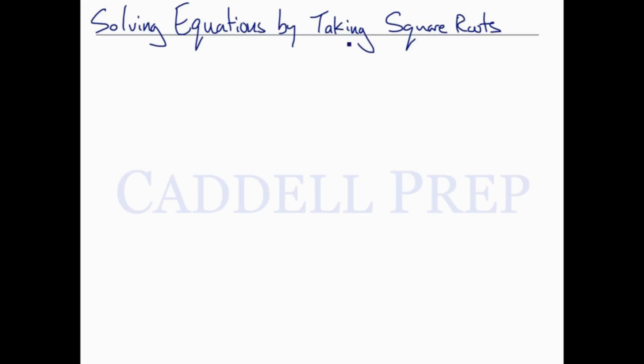Let's go over solving equations by taking square roots. If we have this equation, x squared equals 9, we could solve for x by taking the square root of both sides, because the square root of x squared will leave us with just x. The important thing here, though, is that the square root of 9 isn't just 3. It's positive or negative 3. So we end up with two answers, 3 and negative 3.